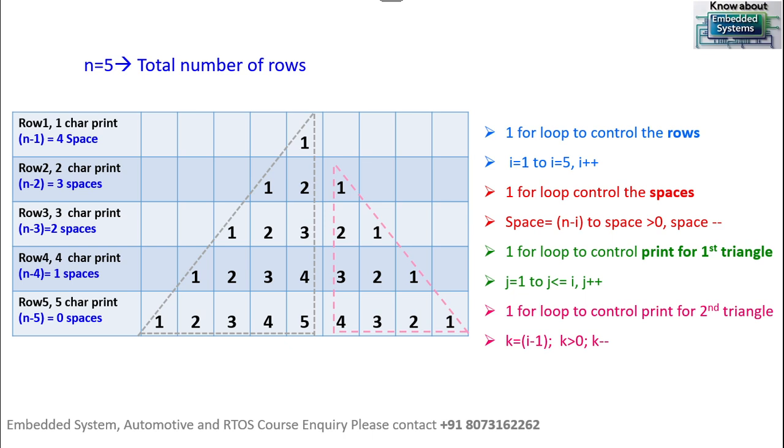So I should vary from 1 to 5. So this is the first point, in order to control the rows. First point. Second point. So in the second point, I'll be concentrating on the spaces.